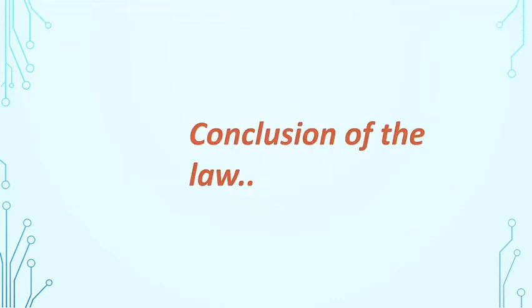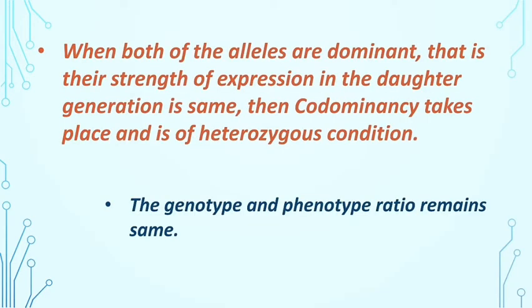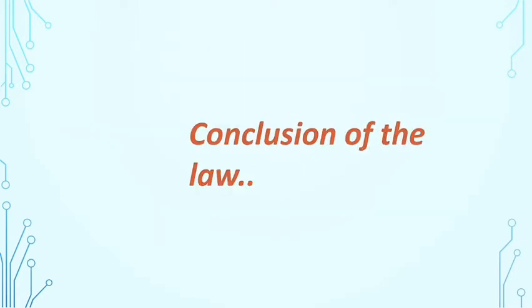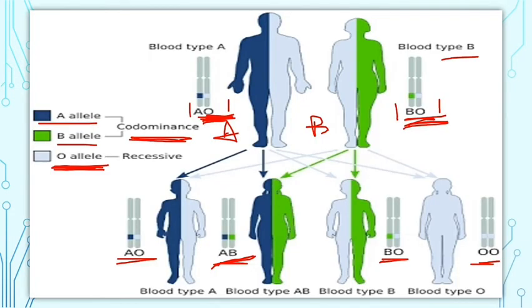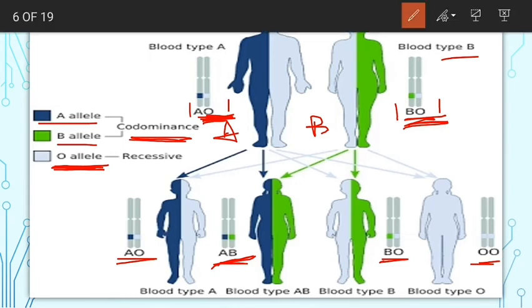Now let's talk about the conclusion of the law. What are the conclusions drawn? That is, when both of the alleles are dominant, that is, their strength of expression in the daughter generation is the same, then codominance takes place and the daughter generation is of heterozygous condition. As we have seen, the daughter generation is of heterozygous condition, that is AB, which is heterozygous.